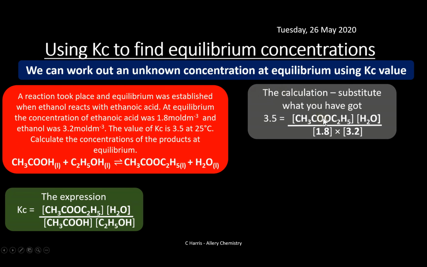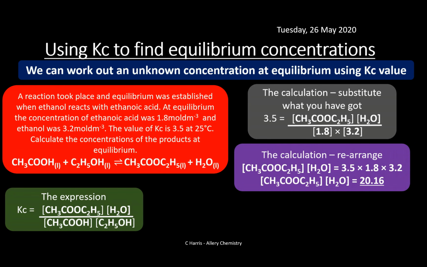We don't have the concentration of the ester or the water, but we do have the concentration of the acid and the alcohol, so we write them down in there. So that's what we've got so far. Now we need to rearrange this, because remember what we're looking for is the concentration of the products at equilibrium. So we're looking at what their concentrations are. So we rearrange that and we get this, 3.5 times by 1.8 times by 3.2.